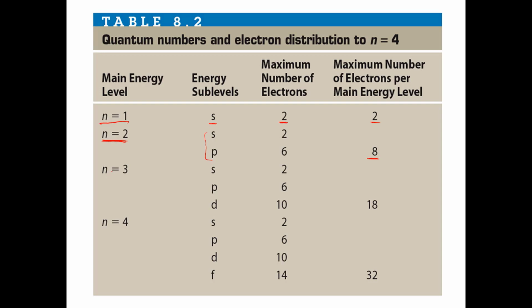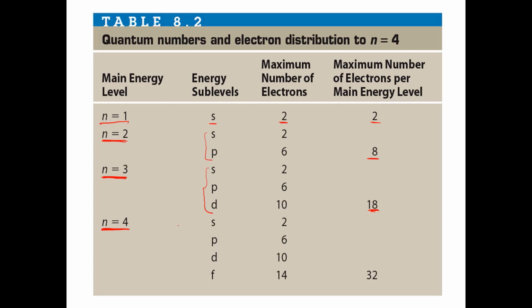Let's see what happened with the third energy level. We had 3 subshells, S, P, D. S holds 2 electrons, P 6 electrons, D 10 electrons. If we add these 3 numbers, we will get that the maximum number of electrons in the third energy level is 18. Let's see the last one.